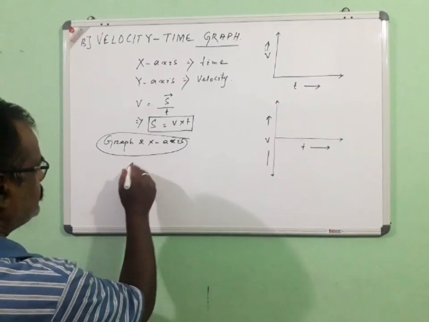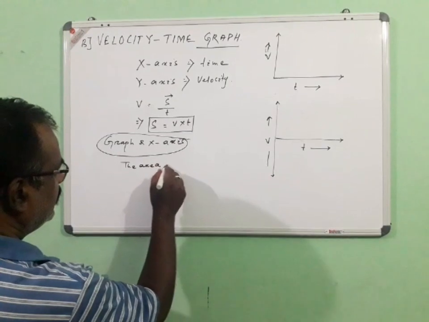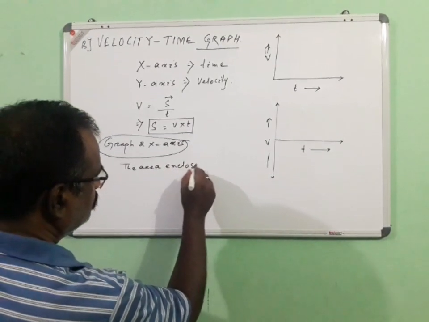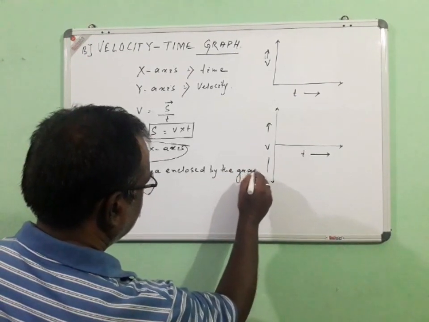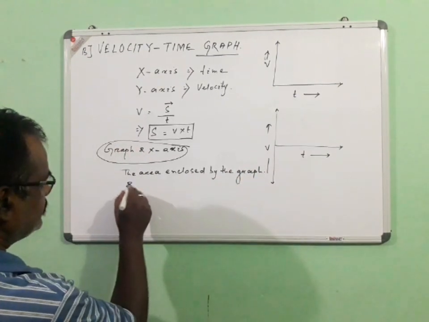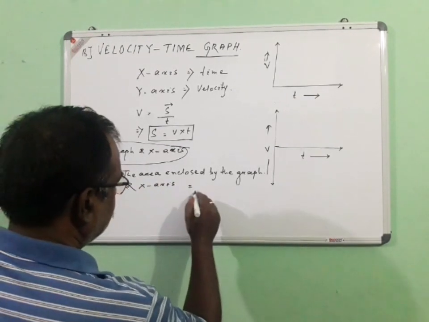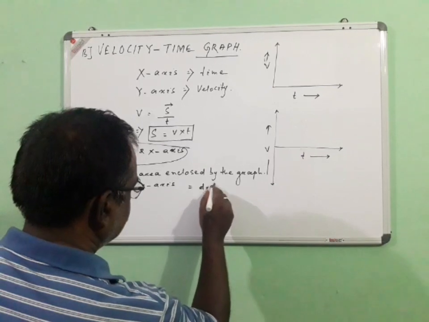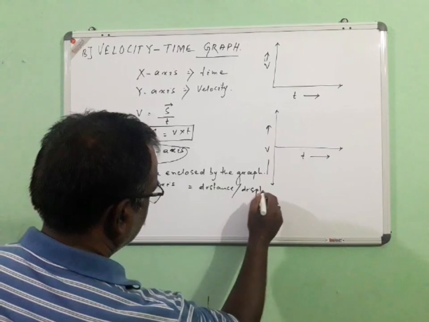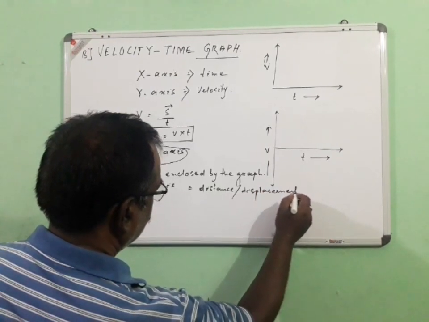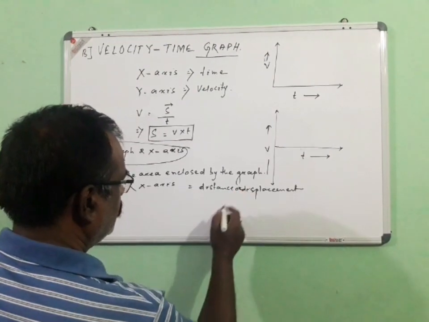So in case of a velocity time graph, the area enclosed by the graph and the x-axis indicates the displacement or the distance or displacement covered by the body.